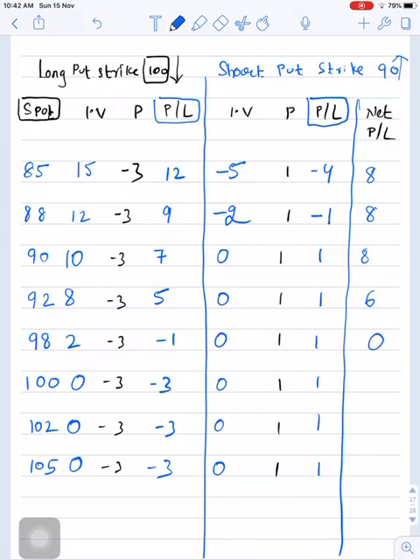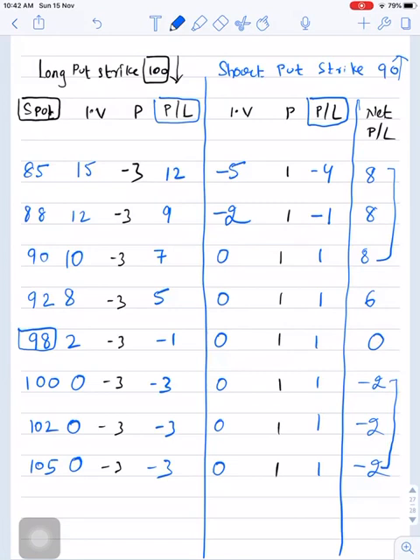Here you can see we are having 0 because this is the break-even point. At 98, no profit, no loss. If ABC stock closed at 98 on the day of expiry, no profit, no loss. Here you can see we are losing 2 rupees, 2 rupees, 2 rupees. Now you can clearly see our maximum reward is 8 points and our maximum risk is 2 points.